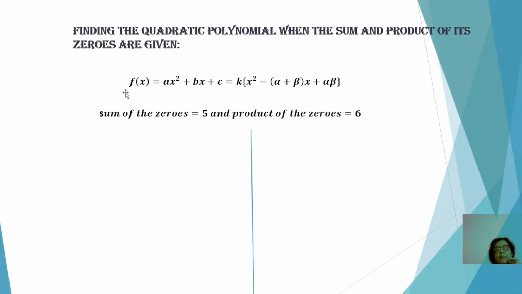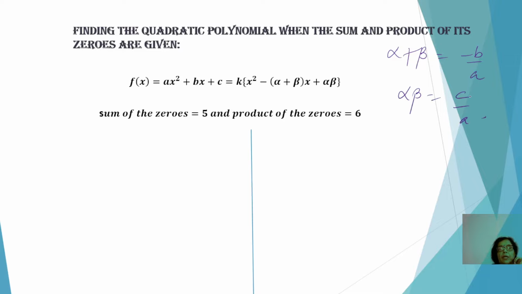Now, the general representation of a quadratic polynomial f(x) is given as ax squared plus bx plus c. In terms of its zeros, we can write the expression as k into x squared minus (alpha plus beta) into x plus alpha beta, where alpha and beta are the zeros. Apart from that, alpha plus beta is equal to minus b upon a, and alpha beta is equal to c upon a.